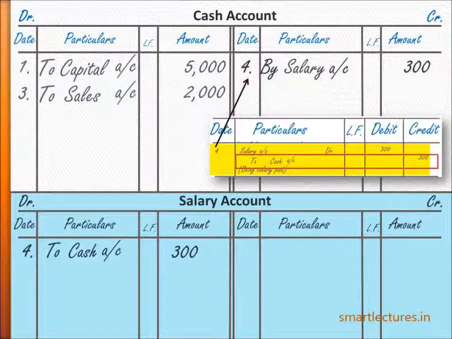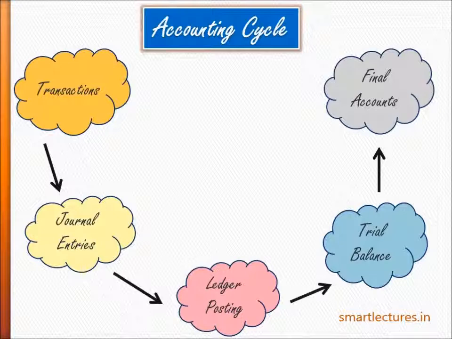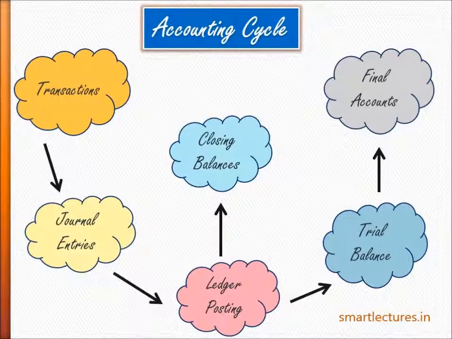There is no journal entry for closing stock. So we have done the ledger posting on the basis of journal entries. What do we have to do now? After posting, we have to calculate the closing balances of each and every account. I mean to say all these 6 accounts.